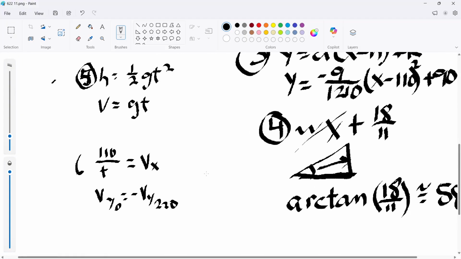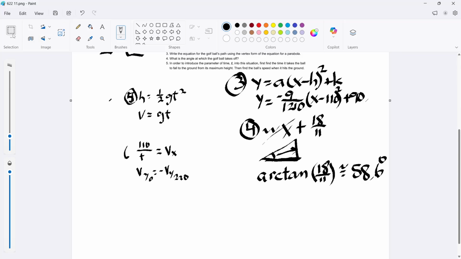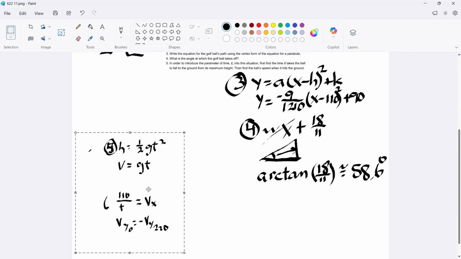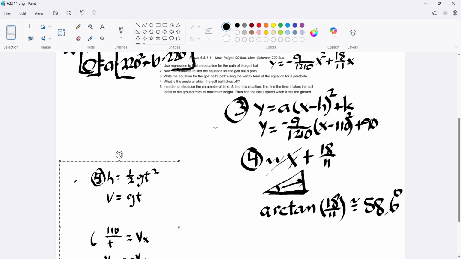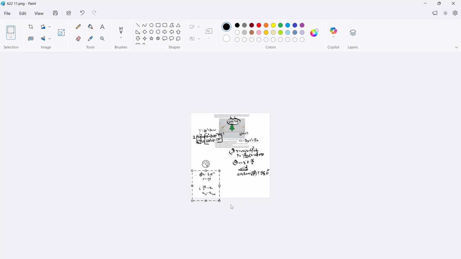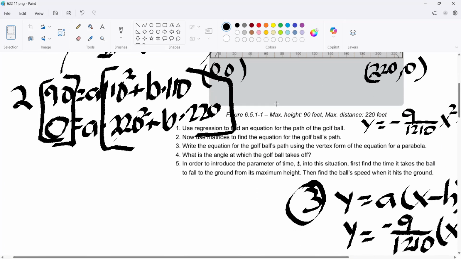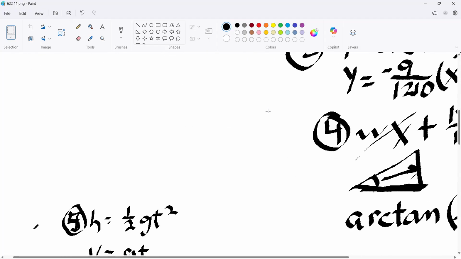All right, now here's number 5. And these things have been sitting here for a long time. I wrote them and forgot to erase them, but who cares, because now I don't have to write them again. Part 5 says, in order to introduce the parameter of time, first find the time it takes the ball to fall to the ground from its maximum height.